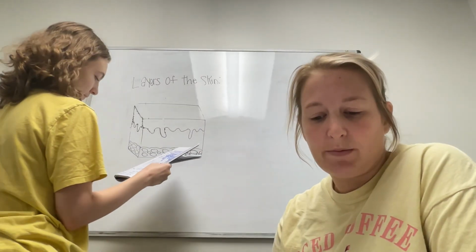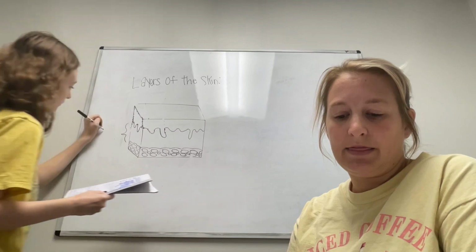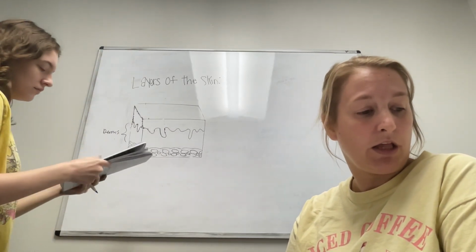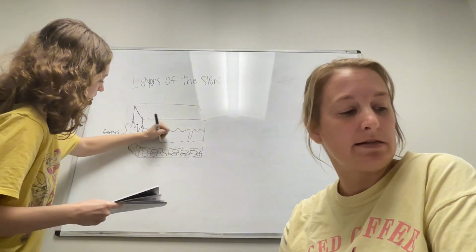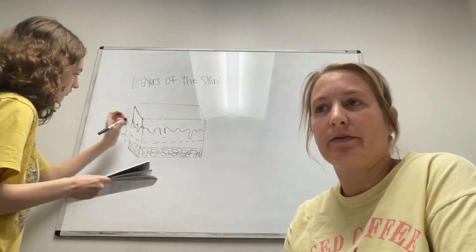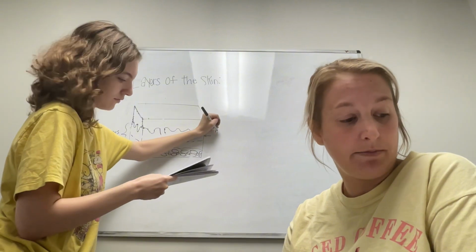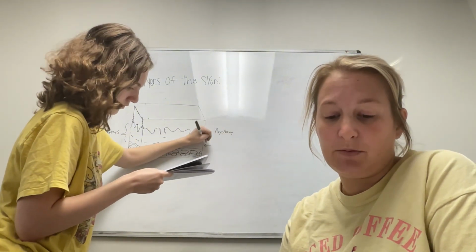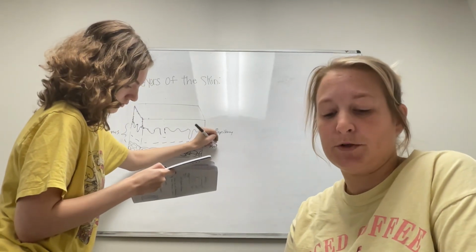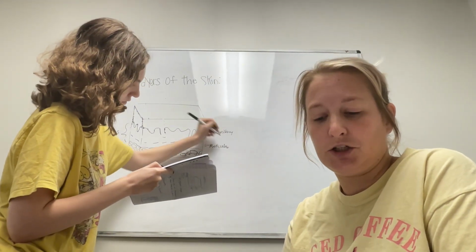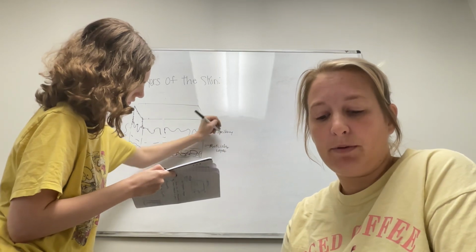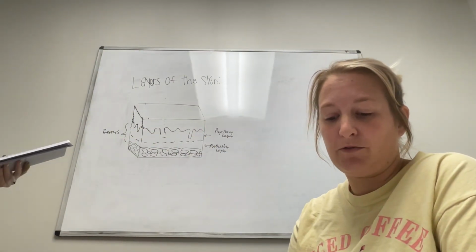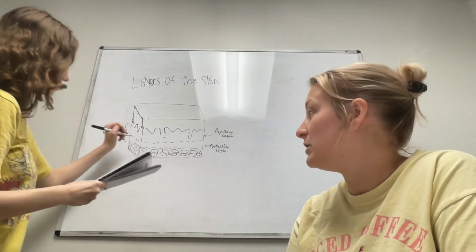So now we're going to talk about the dermis, which has the papillary layer and the reticular layer. The papillary is areolar connective tissue, and the reticular layer is dense irregular connective tissue. The papillary dermis is the upper layer of the dermis, which is thinner and made of loose connective tissue. The papillary dermis folds to form papillae, which are finger-like projections that extend into the epidermis.